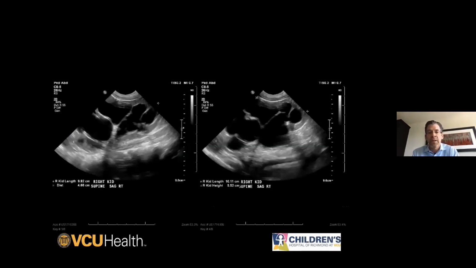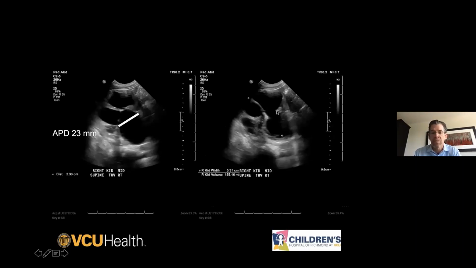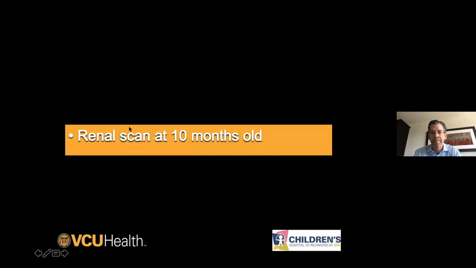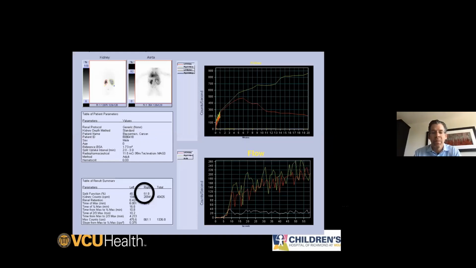So this patient had a renal ultrasound at 10 months. This looks about the same with respect to dilation and parenchymal thickness. APD 23, about the same. So I repeated the renal scan, and you can see the function now is at 51%. Again, I don't think it increased.